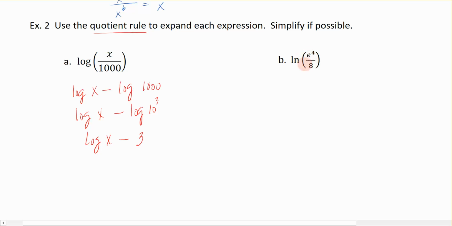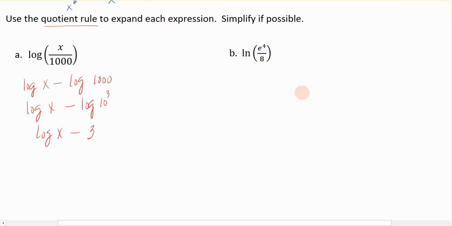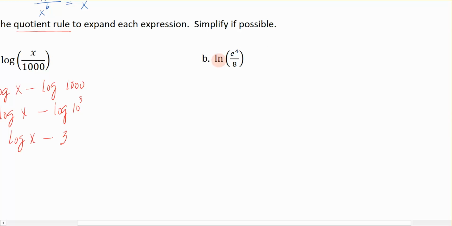All right, let's try that again over here on this example. This time we're talking about the natural log. So I'm going to first rewrite this expression in its expanded form. So I have the natural log of e to the fourth, which is the numerator, minus the natural log of 8, which is the denominator. And I want to see if I can simplify what I've written here any further.